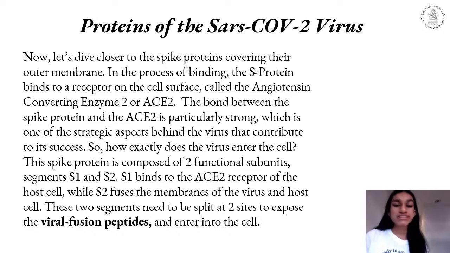So, how exactly does the virus enter the cell from here? Well, the spike protein is composed of 2 functional subunits, S1 and S2 segments. S1 binds to the ACE2 receptor of the host cell, while S2 fuses the membranes of the virus and host cell. These 2 segments, however, need to be split at 2 sites to expose the viral fusion peptides and actually end up entering the cell.